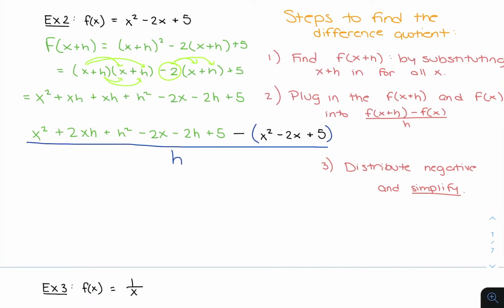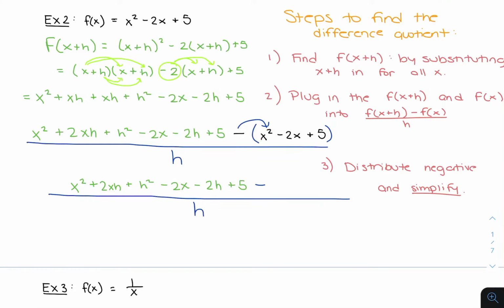And the next step is actually to distribute out the negative. If we distribute the negative sign, we have a negative times a positive, that is a negative, so we have negative x squared. Negative times a negative, that's positive, so we have positive 2x. A negative times a positive, that is also a negative, so we have negative 5. So now we can simplify some things. x squared minus x squared, that cancels out. The negative 2x and the positive 2x cancel out, and so do the two 5s. So we're left with 2xh plus h squared minus 2h all over h.